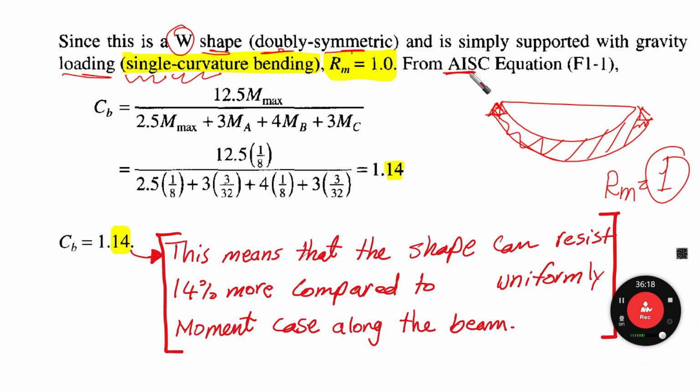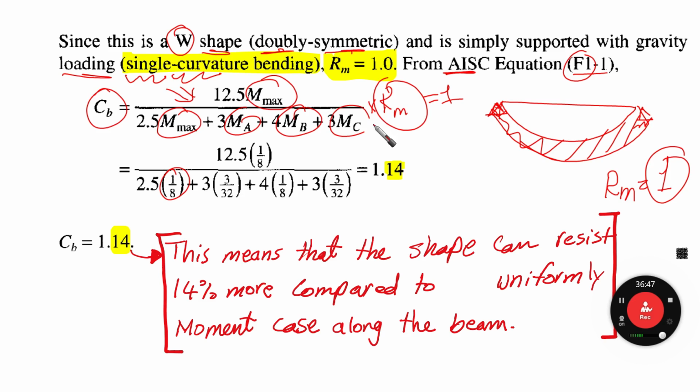From AISC equation F1-1, chapter F, we're going to put CB equal to the long equation times RM here. But as we said, this RM equals 1. Now after substitution in this equation with everything, M maximum and MA and MB and MC here, here and here, then we're going to find that our CB equals 1.14.